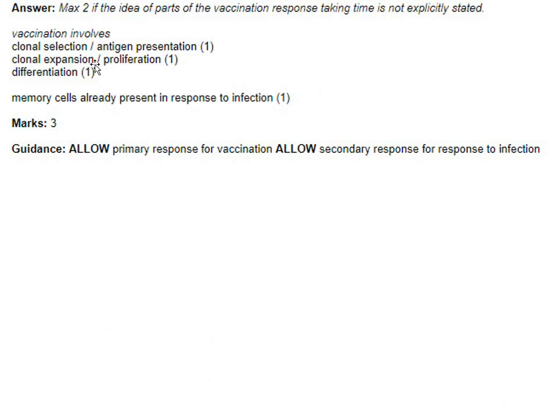Okay, so the idea is the vaccination is going to take longer because it is going to involve this selection and then this expansion. It's going to take longer. The memory cells are already present in response to the infection, which is the converse of that. The second time the infection comes, it already has memory B cells present.